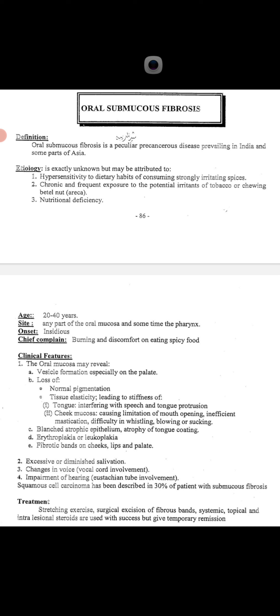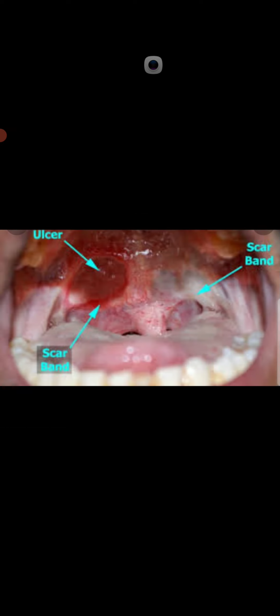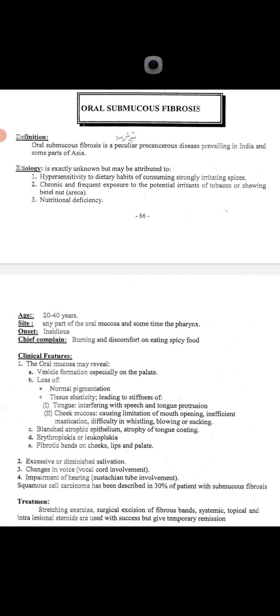Now come to the clinical features. Look at this diagram. Here in the pharyngeal region, there is band formation, there will be vesicles on the pharynx, and there will be limited mouth opening due to stiffening of the mucosa, and it can involve the vocal cords. Then there will be difficulty in speech, and it can also involve the eustachian tube, and hearing also will be affected.